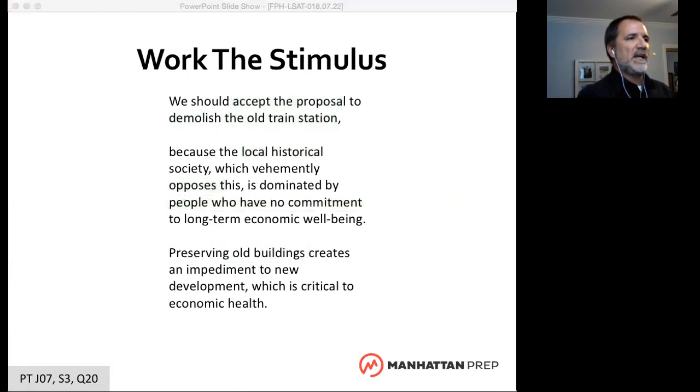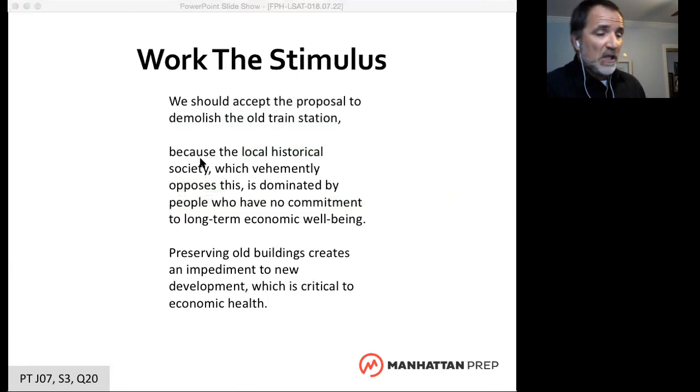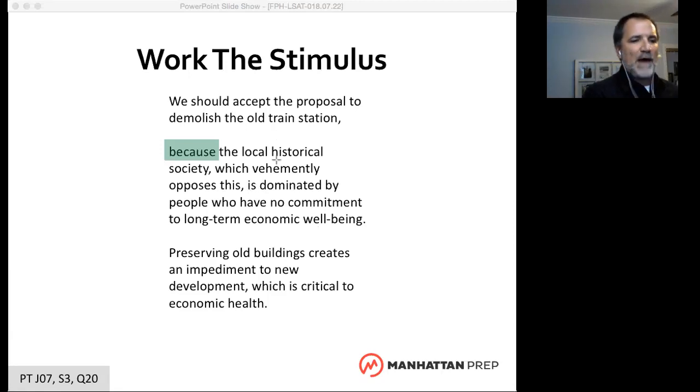So in this case, we have a really good keyword indicator, and again, if you see our free prep hour from July 2nd, we talk about these keyword indicators, right? So because indicates a premise, indicates support. When I see this word because, it indicates to me that it's very likely that what I just read is the conclusion. And now they're giving me the support. Why should we accept the proposal to demolish the old train station? Why do you want me to believe that? It sounds like your opinion. Oh, because of this. Here's my support. So now I'm reading this next statement through that lens, that this is my premise. This is the support. So this first statement is the conclusion.